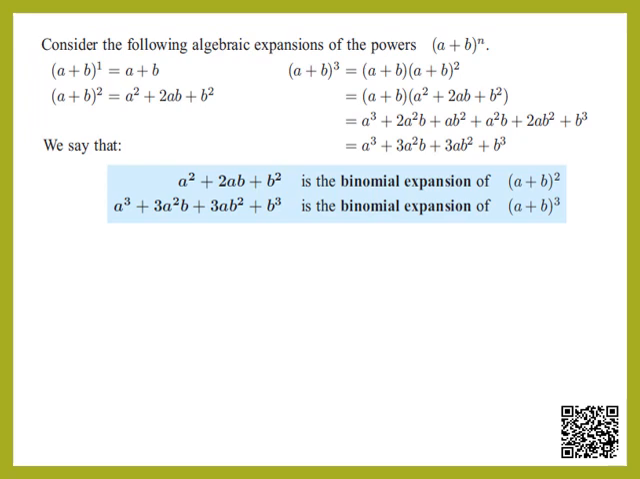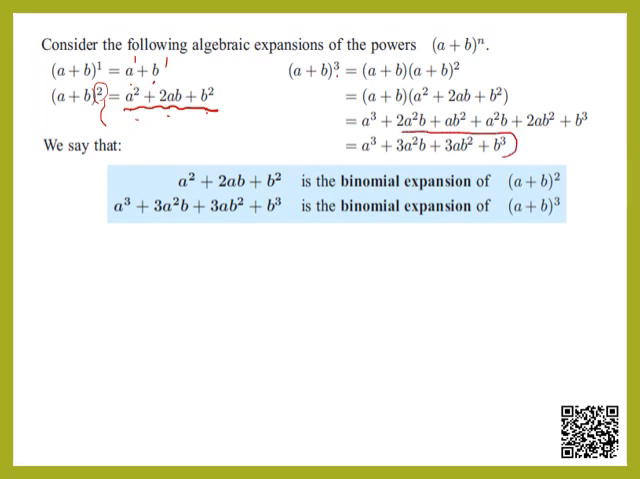If I have a plus b to the power of 1, it gives me two terms. The first one is a and the second one is b, both to the power of 1. But if you have a bracket to the power of 2, it gives me three terms: a squared, twice the product of a and b, and b squared. So the number of terms is the power plus 1. If I have a binomial to the power of 3, it gives me 4 terms.